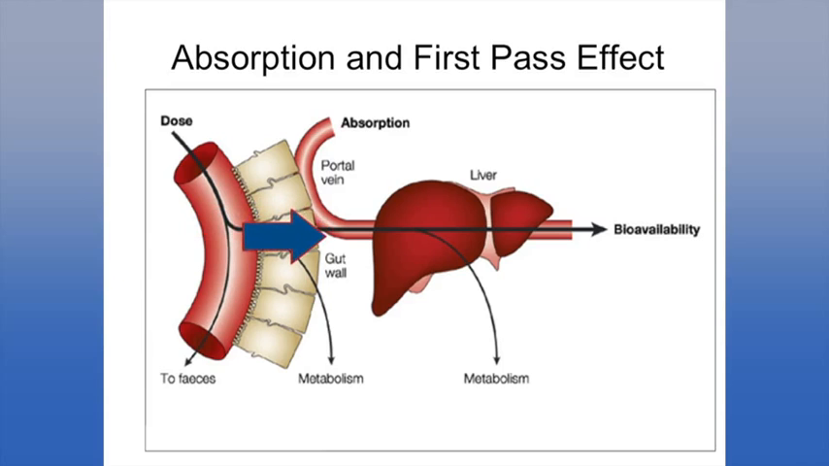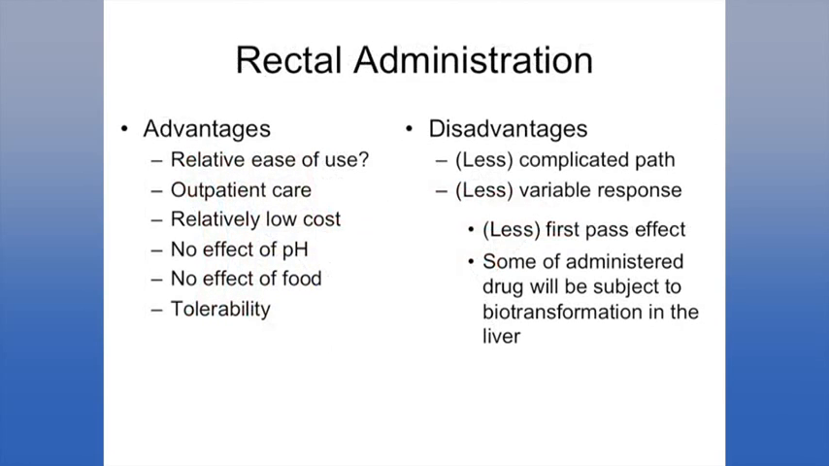The drug is then carried in the portal vein along with all the other absorbed nutrients from the GI tract to the liver. Some portion of the drug is metabolized in the liver, and the remainder of the drug is excreted into the vena cava, one of the major blood vessels in the body, and circulated throughout the systemic circulation. So as you can see here, there are several points that contribute to variability along the potential path for drug absorption. Moving on, rectal administration.